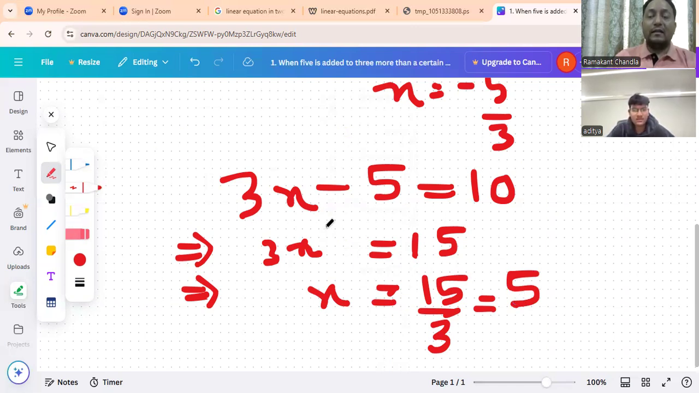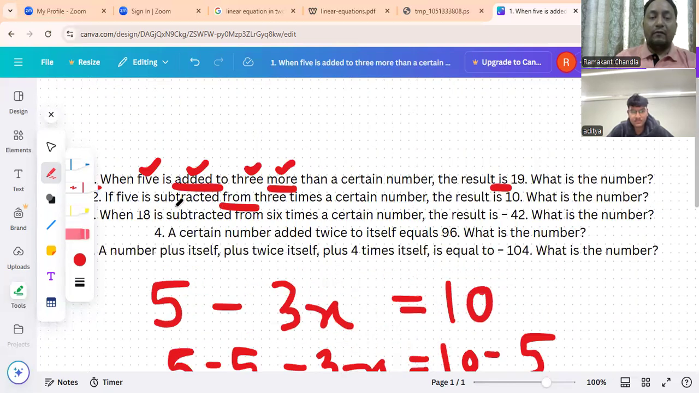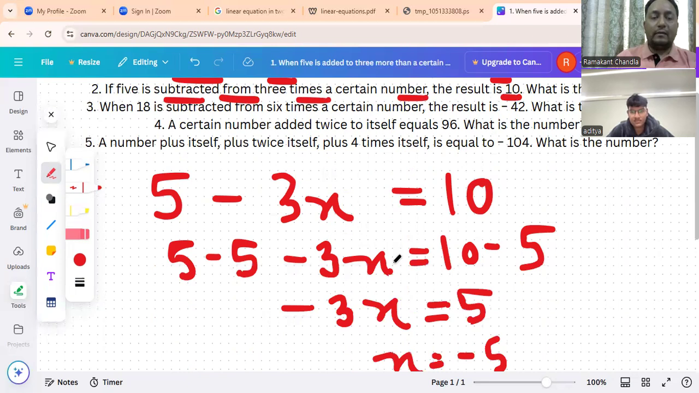These questions seem to be very easy, but they are sometimes tricky, and we get trapped in them. So it's always good to read the question. That's why I always mark the things. When you subtract, and 3 times shows multiplication, the certain number is x, the result is 10. You tried it in a very nice way. Now, can you try the third one?